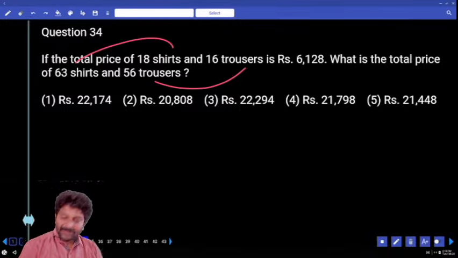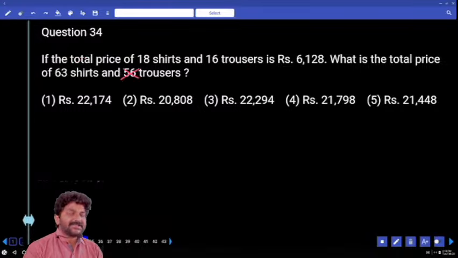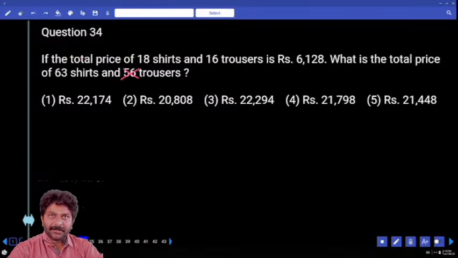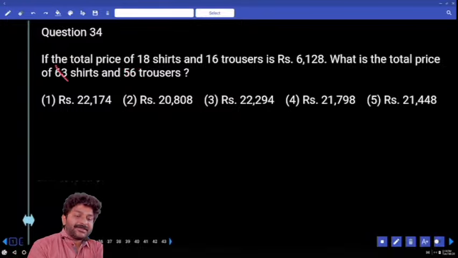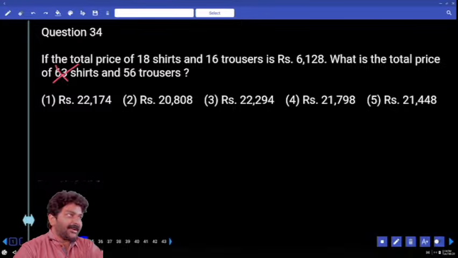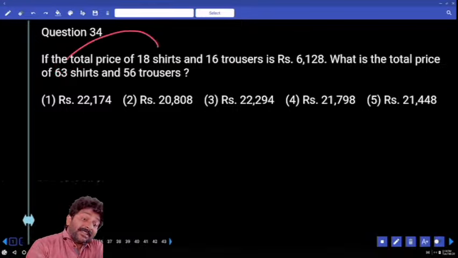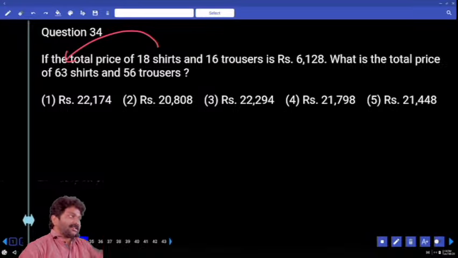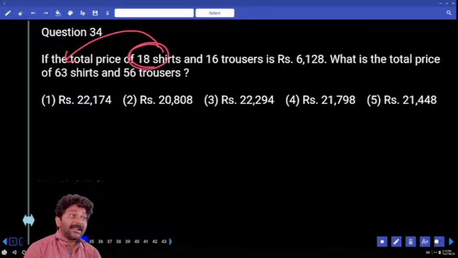For example, in this question, apart from 56, if you have any other number, answer cannot be determined. Apart from 63, but the other 56 trousers is same. Instead of 63 shirts, if you have any other number, answer is cannot be determined because it will not match the proportionality increase. Understood? So now what is our job? To identify the proportionality. Using 18, you need to get 63. Both are 9 multiples only. So first using 18, how do we get 9? By 2.